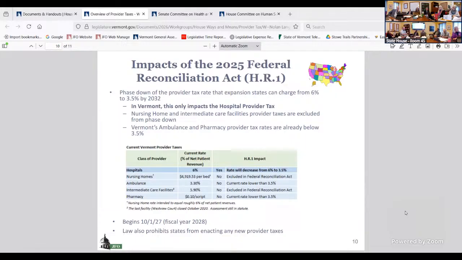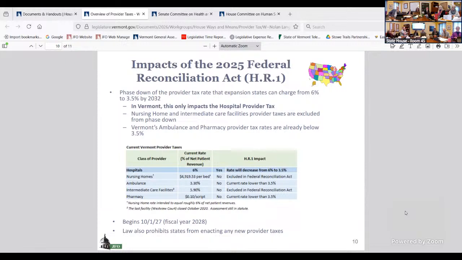And you're going to talk about Vermont? Sure. In Vermont, this only affects the hospital provider tax, because nursing homes and intermediate care facilities are excluded. The other provider taxes that are left over are below 3.5% in Vermont. So it really only hits the hospital provider tax.